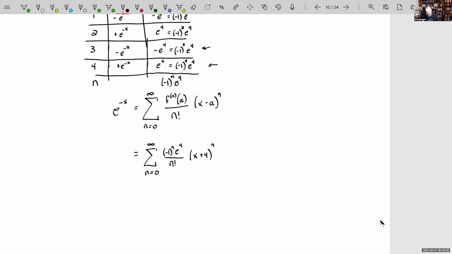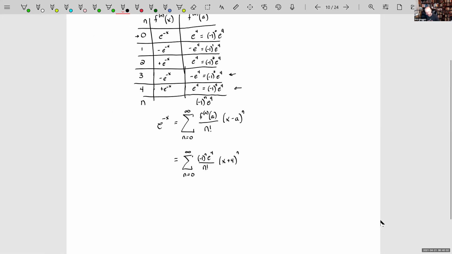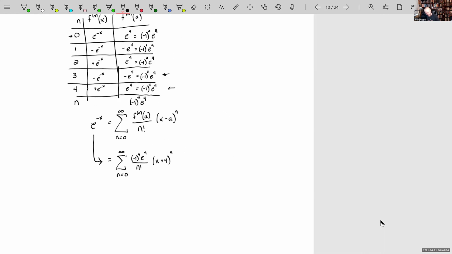There you go. That is the power series expansion, or the Taylor series, of e to the negative x centered at negative 4. And actually, I want to showcase that. So I want to really give you the confidence that you could do this. Let me bring up my Desmos here. So let me share my screen.